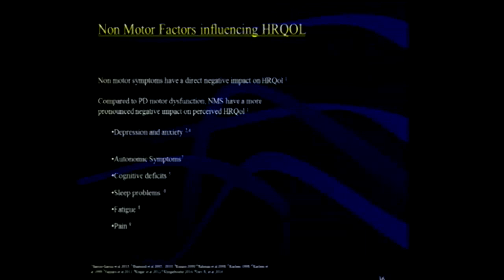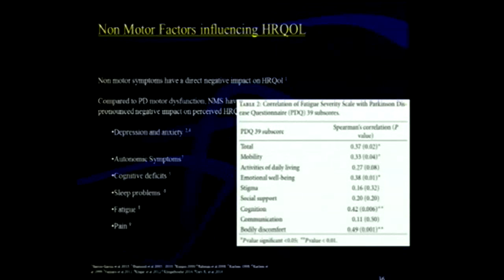And we know that depression, anxiety, autonomic symptoms are a big predictor of quality of life. Poor cognition, development of dementia, language skills are important in predicting poor quality of life. Fatigue and pain. Fatigue can actually affect multiple domains of quality of life, and this is something that we deal with on a daily basis in our patient population. The vast majority of them have some sort of fatigue, either from sleep or medication induced. But it can affect mobility, outlook, it can affect cognition, bodily discomfort, and total score.